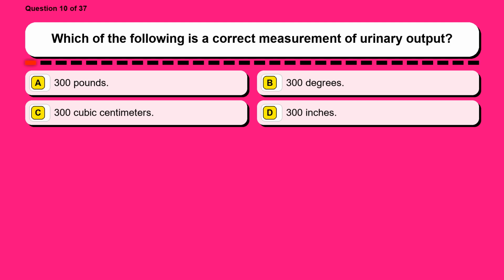Question 10. Which of the following is a correct measurement of urinary output? Option A. 300 pounds. Option B. 300 degrees. Option C. 300 cubic centimeters. Option D. 300 inches.